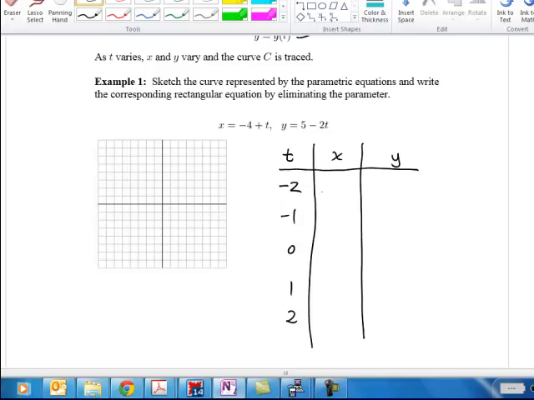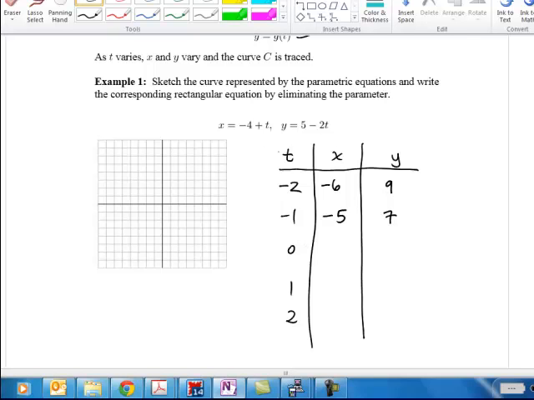When t equals -2, x is -4 plus t, so it would be -6. And y is 5 minus 2 times t, so that in this case would be 9. When t goes up by 1, it looks like x should increase by 1 and y should decrease by 2. Let's see if that happened. Oh, -4 plus -1 is -5, so x did increase by 1, and 5 minus -2 is 7, and y did decrease by 2.